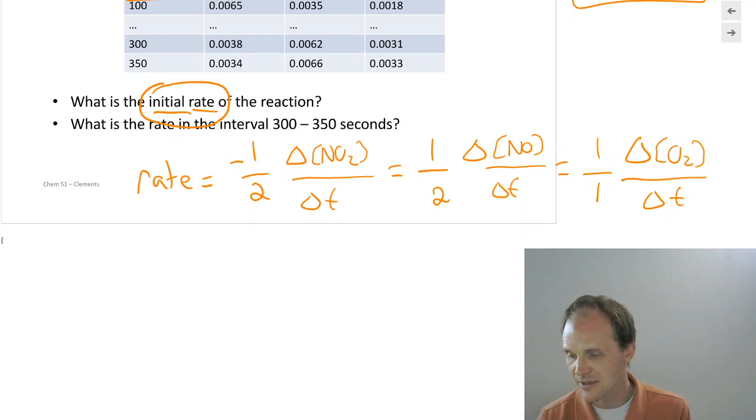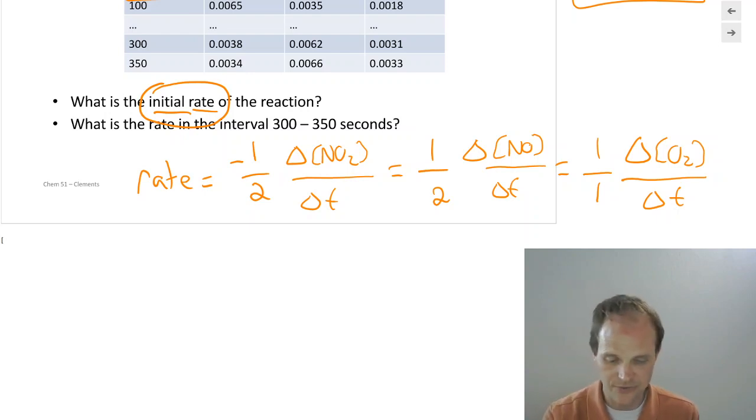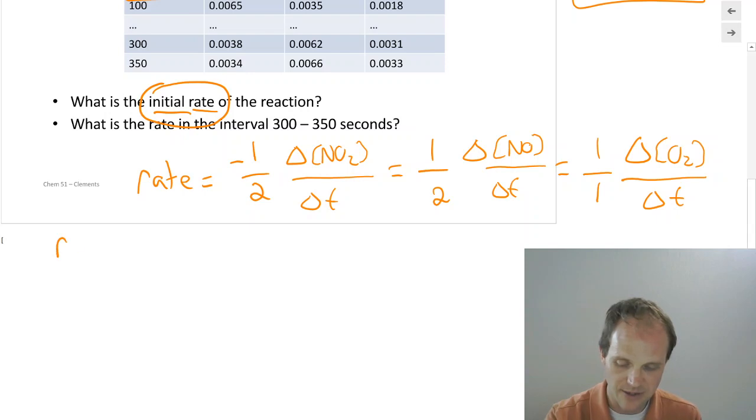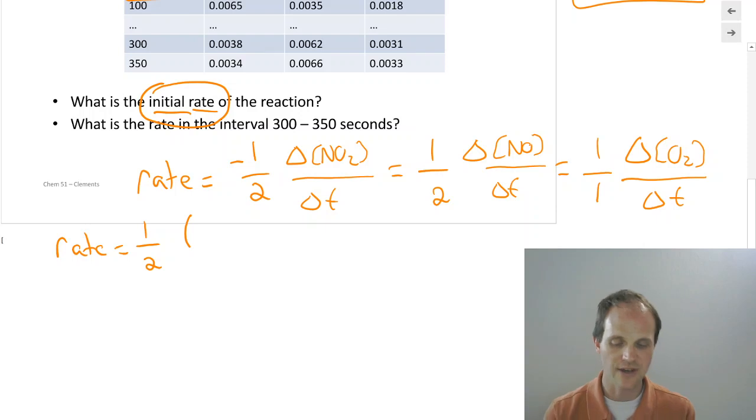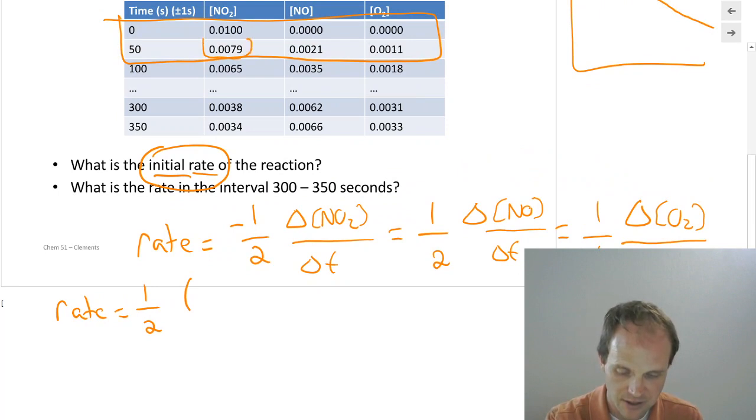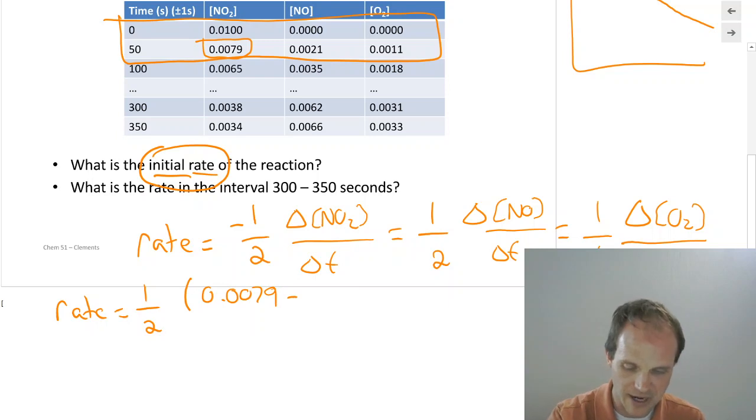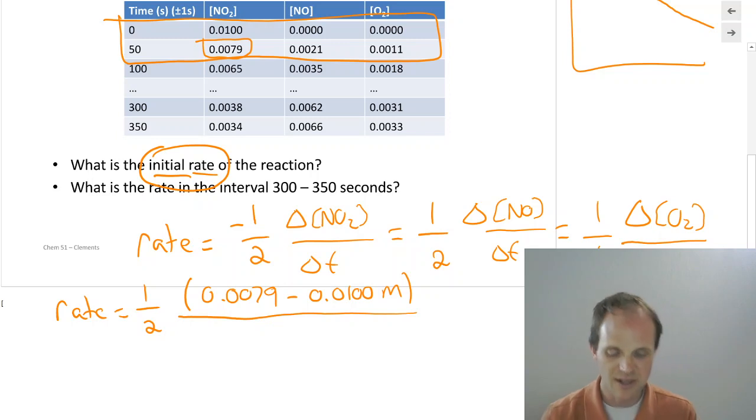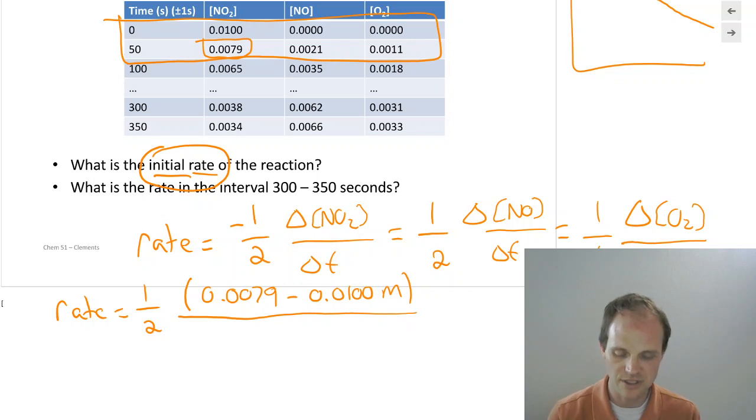Let's go ahead and calculate it for NO2 first, since that's the first one we have. And so we're going to say the rate is minus 1 over 2 times the change in concentration of NO2 versus time, always final minus initial. So I'm going to take my final concentration of NO2, which is 0.0079. I'm going to subtract off my 0.0100 molar. Notice I just put the molar on the second number. That's okay. When we're subtracting, sometimes we'll put units on just one of the numbers to be clear what we're doing. It's best to put it on both of them, but you know, I get lazy too.